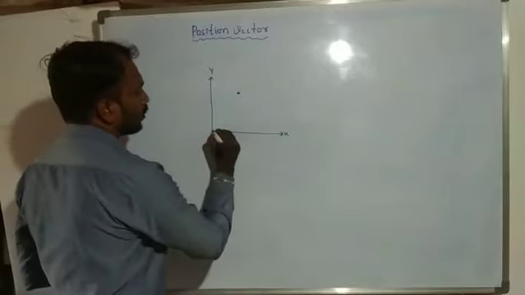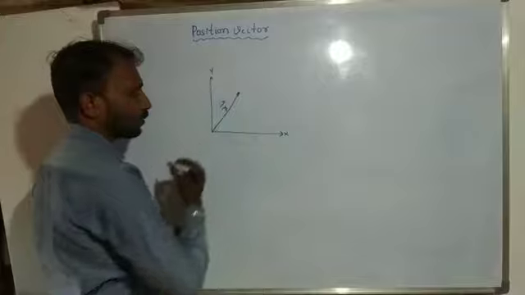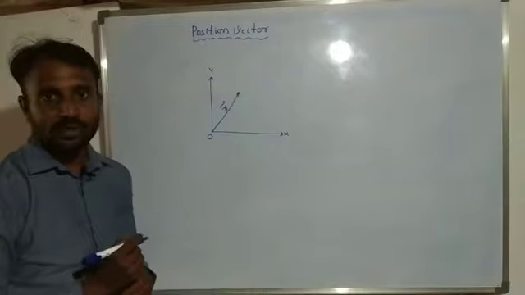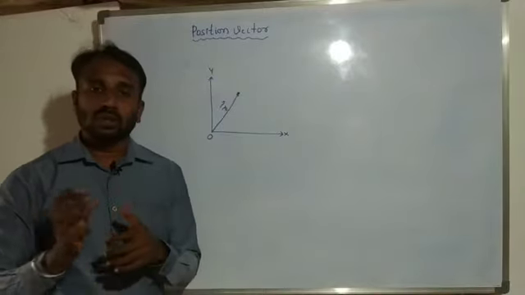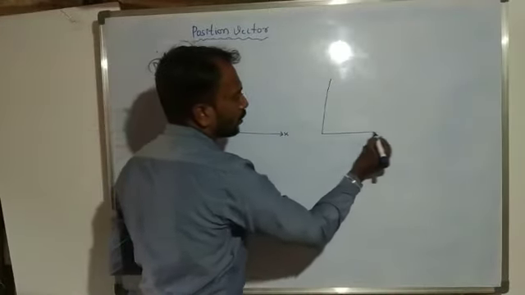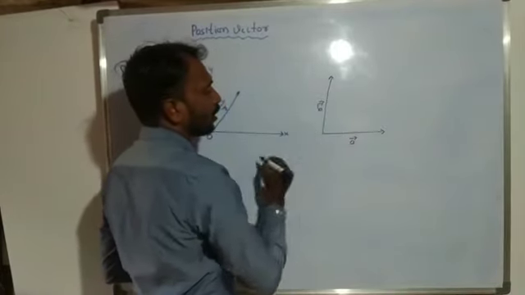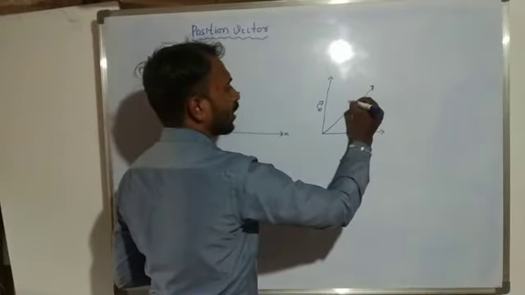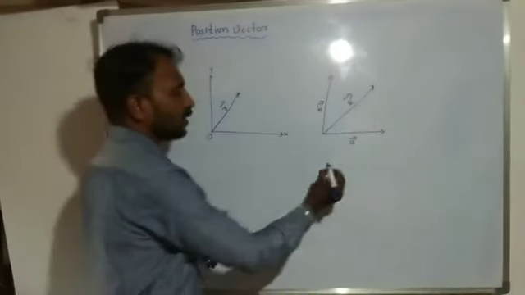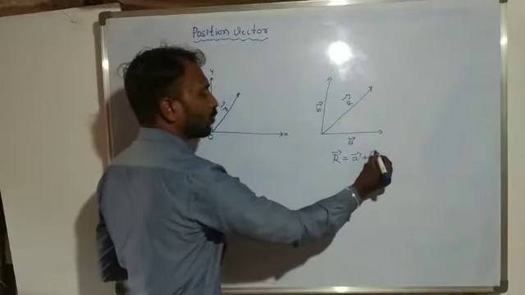So this one we consider a position vector r. This position vector always starts from the origin. Here you already know that two vectors, vector A and vector B, and this one we consider a resultant vector r. By using these two vectors, we have to find this resultant vector. So this resultant vector r is equal to vector A plus vector B.